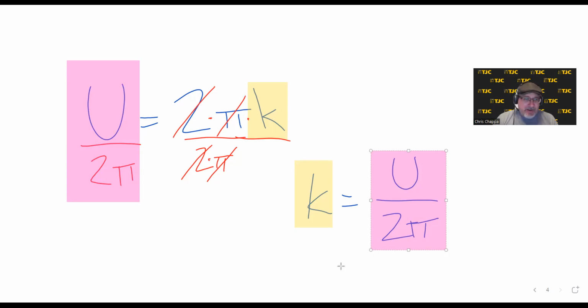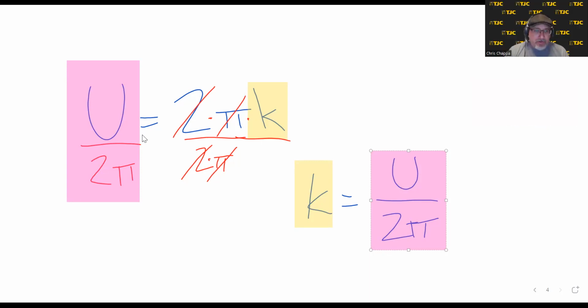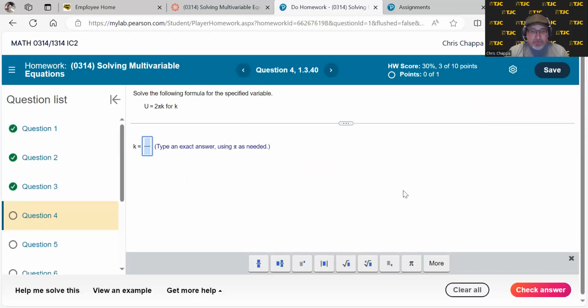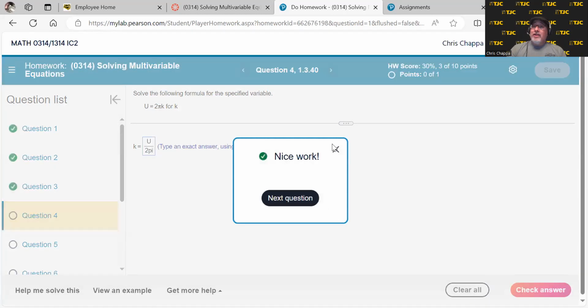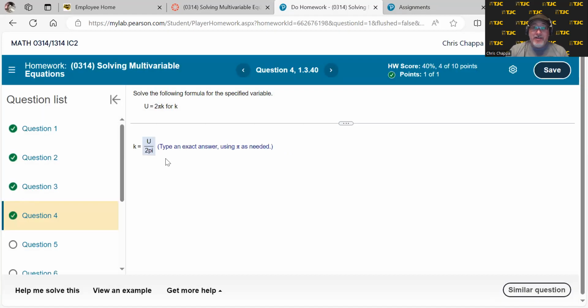All right, so let's put in that answer that I think many of you probably could have gotten at this point just by looking at the problem and saying, well, I'll have to take the U and divide it by 2 pi. I was wondering if typing pi would work. It did not. Let me check it and see what it says. Whoa, okay, I learned something. It will accept pi for the pi symbol.